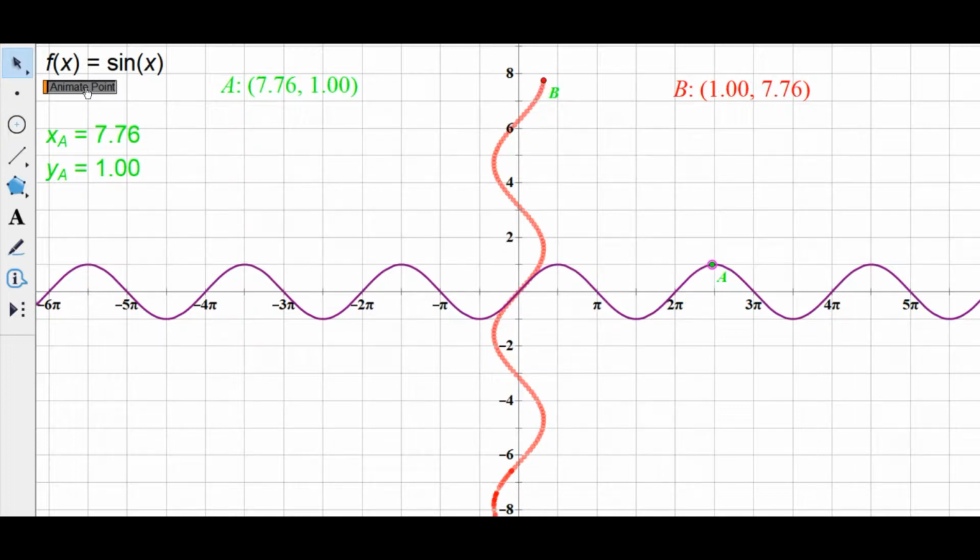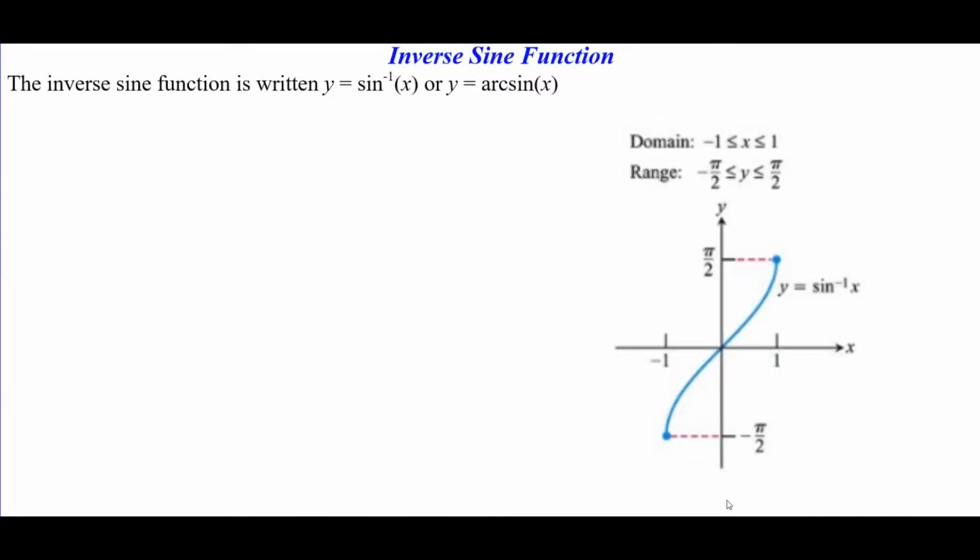Hopefully what you would notice from this is that this is not a function because it would not pass a vertical line test. So what we do is we just take a small piece of this graph to be the function y equals inverse sine of x. So here you can see the piece of the graph that we take to represent the inverse sine function. What you need to notice is that your domain goes from -1 to +1 and your range goes from -π/2 to +π/2. So it's just a very small piece of that graph.